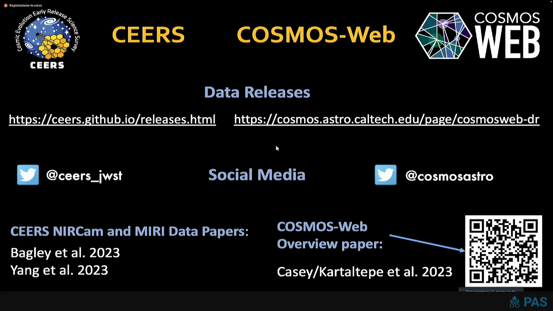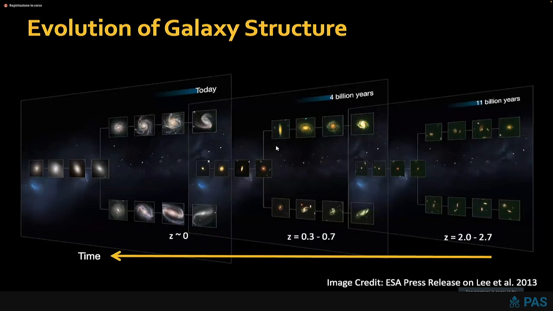Our remaining observations will be taken hopefully very soon. I also want to highlight the publications below. CEERS has two papers highlighting the NIRCam and MIRI data reduction and data sets, and we have an overview paper for COSMOS-Web. I just wanted to make a quick advertisement about those before moving on. But today, my goal is to tell you a story about what we've learned about the structure of galaxies in the early universe from the early days of JWST data.